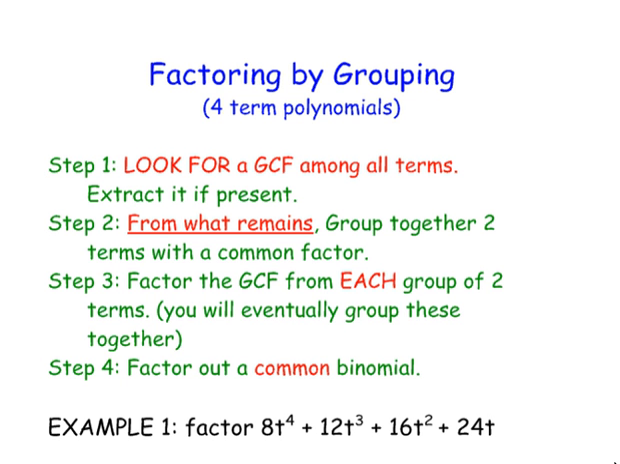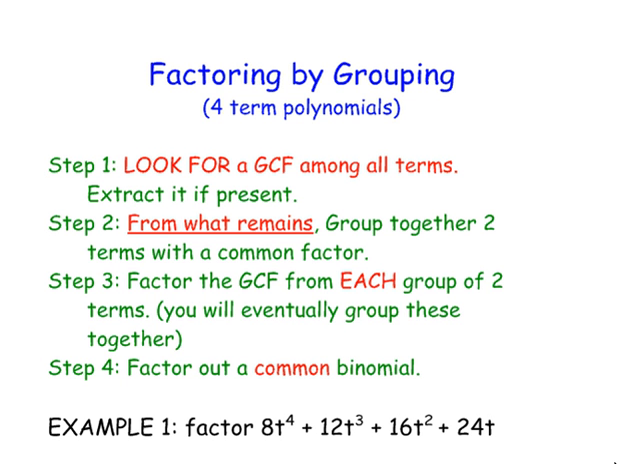All right, step number one is to look for the greatest common factor among all terms. If it's one there, we're going to extract it, and then we're going to look at what remains. Step two, from what remains, group together two terms with a common factor. Step three, we're going to factor the greatest common factor from each group of two terms, which will eventually group these two together. And step four, we're going to factor out a common binomial and rewrite our answer.